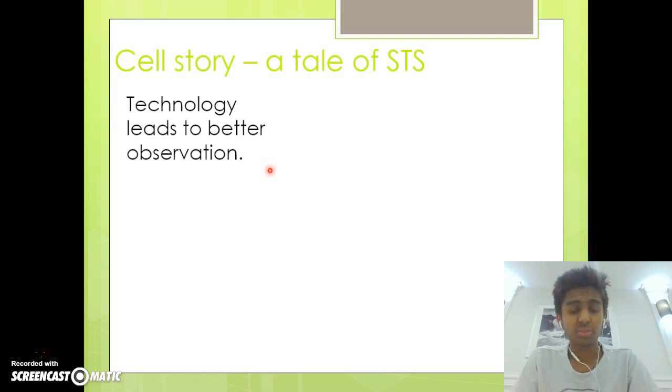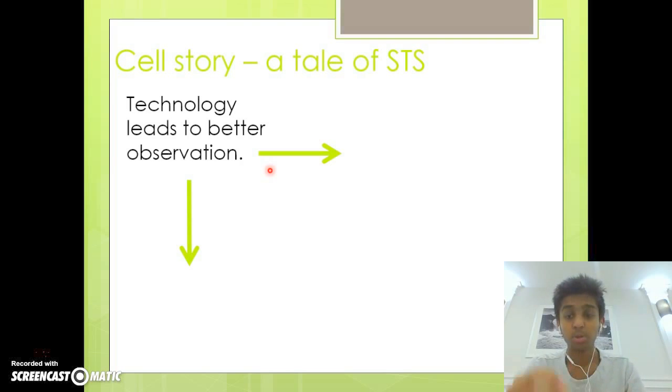Now let's start off by talking about some cell history. Technology in our modern environment leads to better observations. When we have better microscopes, we can see things much more clearly. Back then, technology wasn't as modern, but as soon as technology started developing, cellular research and biology as a subset of science started developing also.